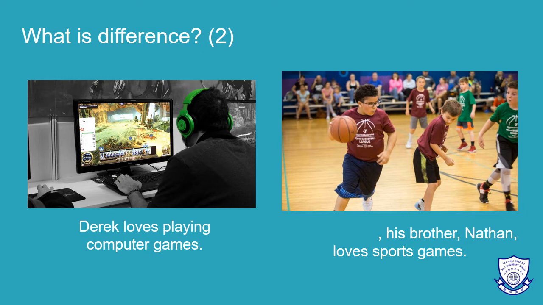Here is the second word to show differences. As you can see on the left-hand side of the screen here, Derek loves playing computer games. And on your right-hand side, however, his brother Nathan loves sport games. So you can see that Derek and his brother have different hobbies here.